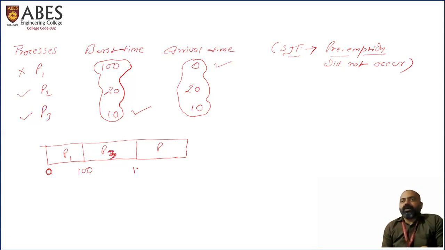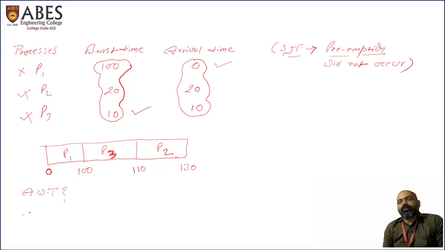So here total time will be 110 because P3 has burst time 10 unit time. Now P3 executed. Now the CPU will execute P2. What is the burst time of P2? This is 20. So total time taken by the CPU to execute all the processes is 130 unit time.